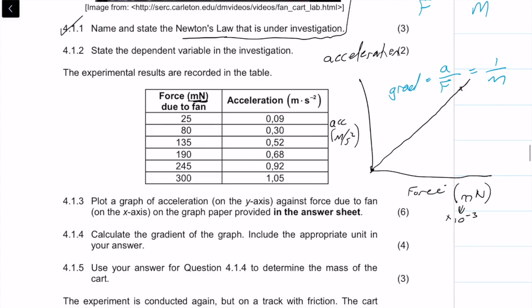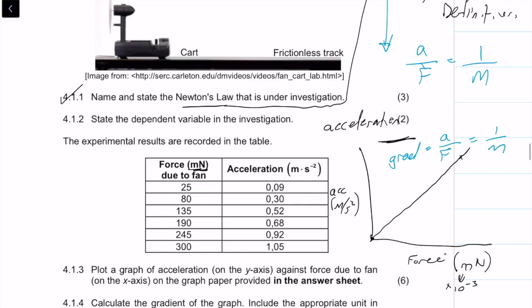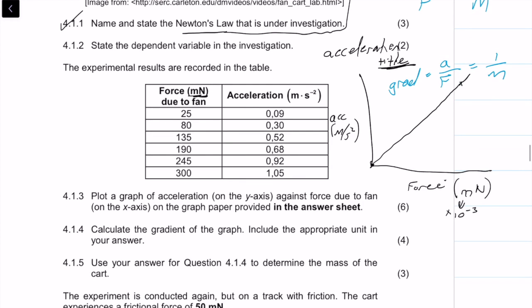Okay, cool stuff. Calculate the gradient of the graph, include the appropriate units. Okay, so the gradient of the graph. Also, don't forget your graphs need a title. There's going to be marks allocated for that kind of stuff. So to calculate the gradient, we would pick 2 points somewhere, and then we do change in y over change in x.